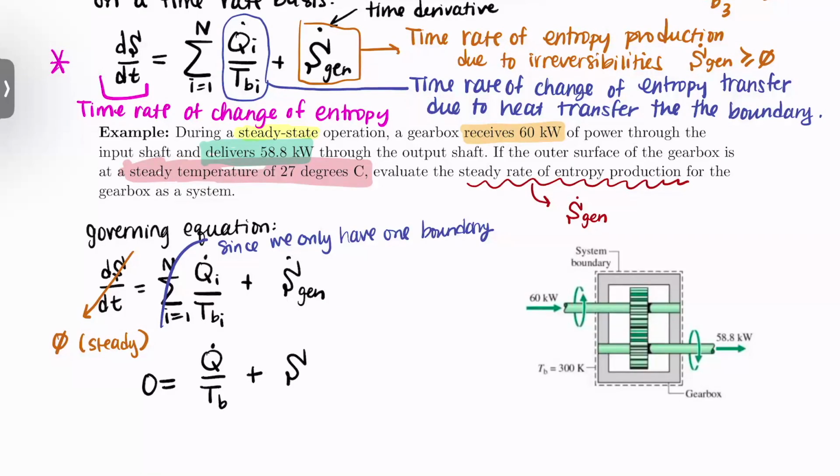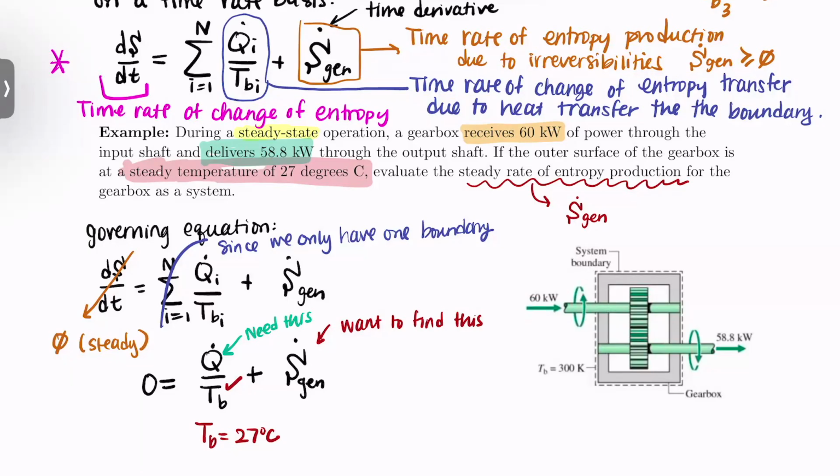plus S dot gen. We want to find this. We're given the boundary temperature, that 27 degrees C, but we do not have Q dot yet. So does anybody have any ideas on how we might find Q dot? What equation we might use?